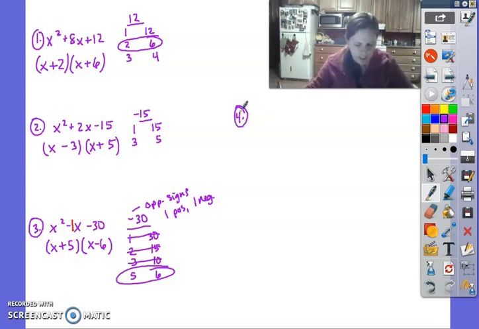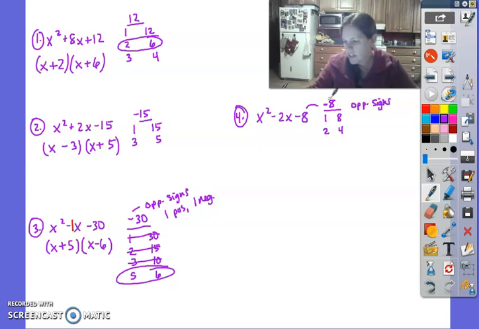And I've got time for at least one more. I'll try to keep the numbers kind of small. Factors of what? Always my last term. 1 times 8. 2 times what? And that's all I got. I need a pair that when I combine would give me negative 2. And ooh, what kind of signs do I need? I need opposite signs. Because it's negative 8.